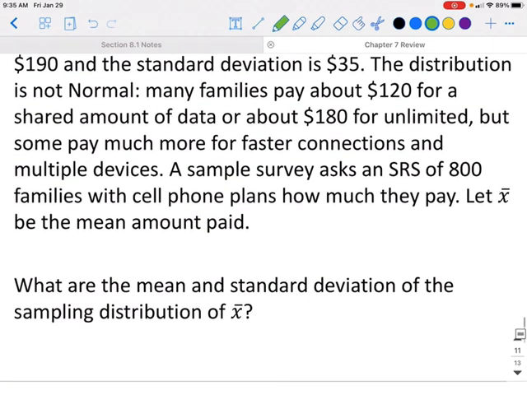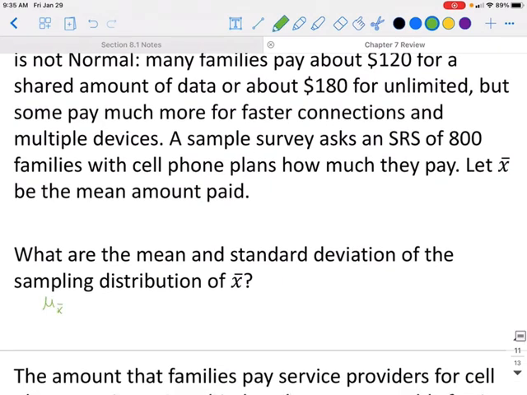So what are the mean and standard deviation of the sampling distribution? Because we're talking about the sample, we can actually do this now. So remember, the mean of your sample means is just equal to the mean for the entire population, which is 190. Before we can find the standard deviation, we do need to make sure that the 10% condition is met. If we do 10 times our sample of 800, we are going to get 8,000. There are more than 8,000 families in the United States that have cell phone plans, so the 10% condition is definitely met. So we are able to find the standard deviation for our sample.